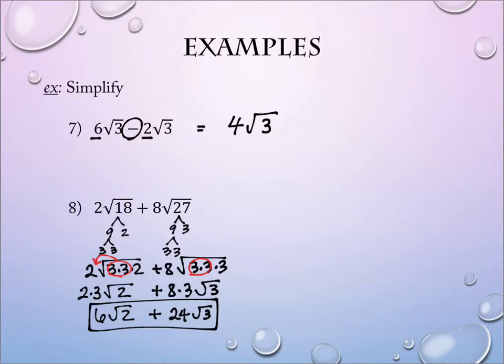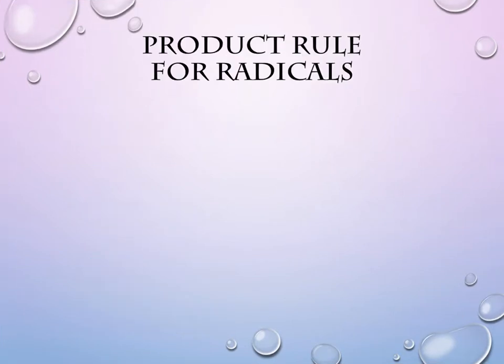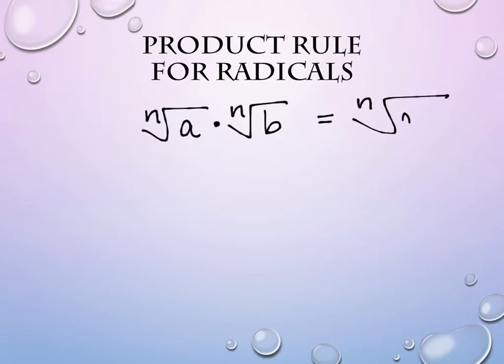All right, we have one more property. It's called the product rule for radicals. And I used this property before when I did it on the very front where I told you that the square root of 5 times the square root of 5 was the square root of 25. And it's true in general, as long as the indexes match. So the nth root of a and the nth root of b multiplied actually mean that I have the nth root of ab.